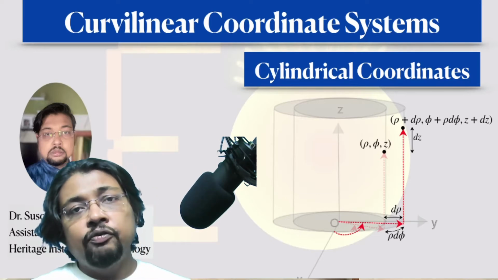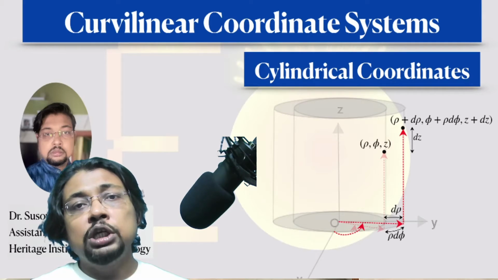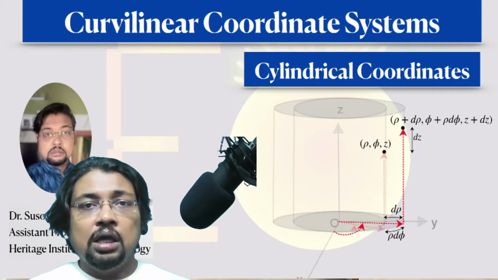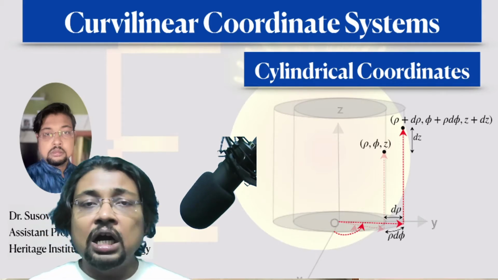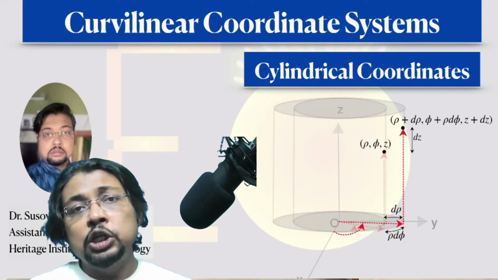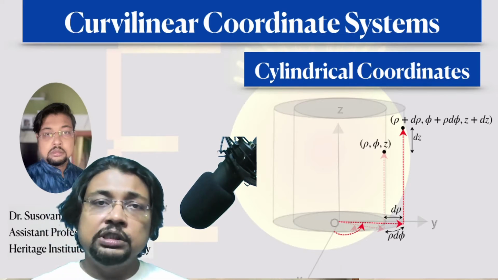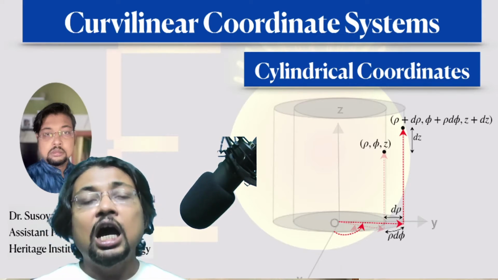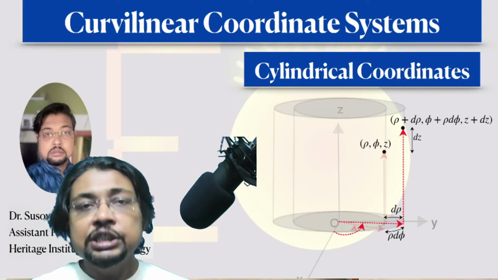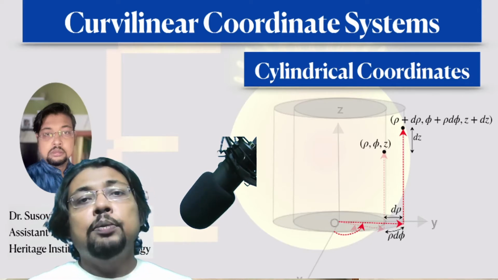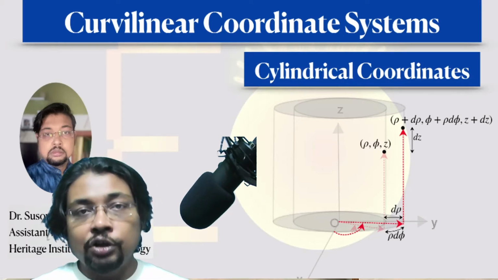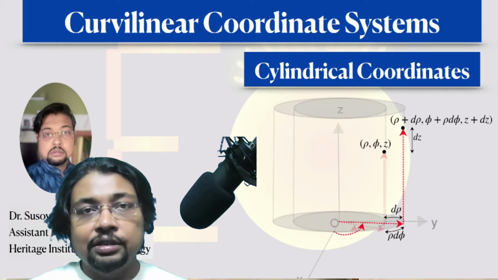On the other hand, for a spherical coordinate system, we use r, theta, phi. I'm not going to discuss what these r, theta, phi are because I have dedicated another lecture to the spherical coordinate system. Today in this lecture, I'm going to discuss only the cylindrical coordinate system and its relation with the Cartesian or rectangular coordinate system. So let's start.